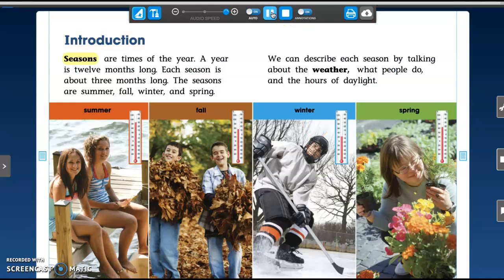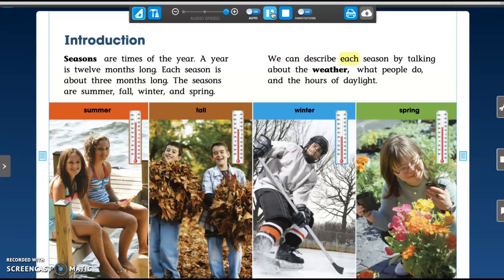Introduction. Seasons are times of the year. A year is 12 months long. Each season is about 3 months long. The seasons are summer, fall, winter, and spring.